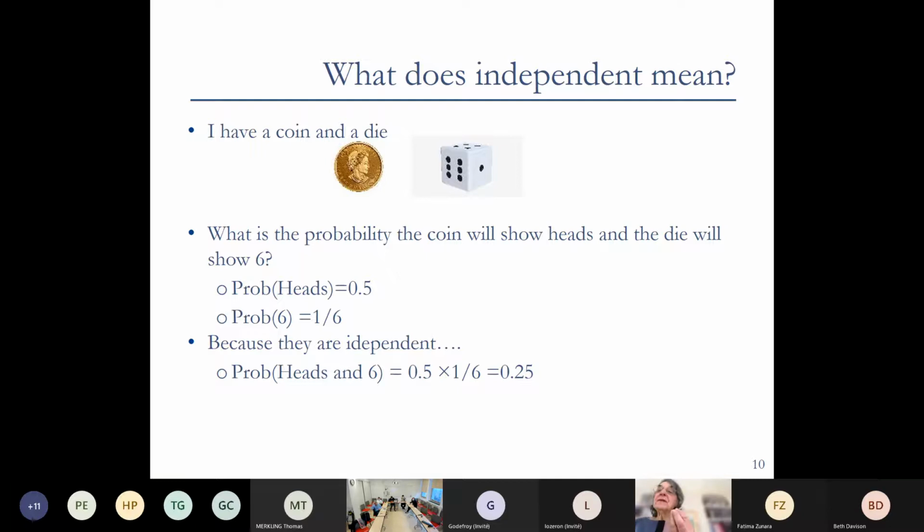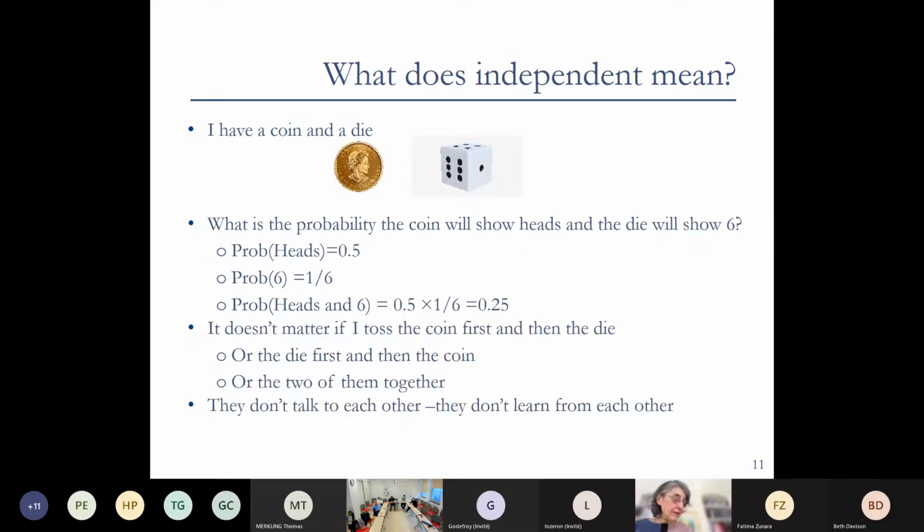So what's the probability that the coin, which is here in my left hand, will show heads and the die will show 6? Probability of the heads is a half in a perfect coin. Probability of a 6 in a perfect die is 1/6. And because they are independent, the probability of having a heads and 6 is a half times a 6th, or 1/12. Next slide, please.